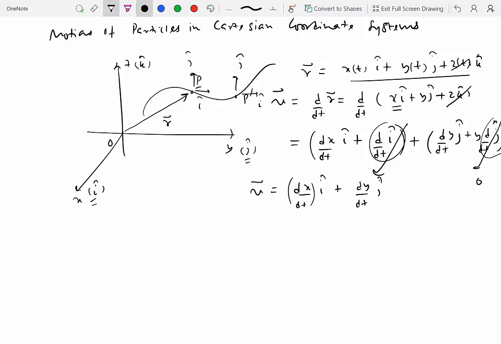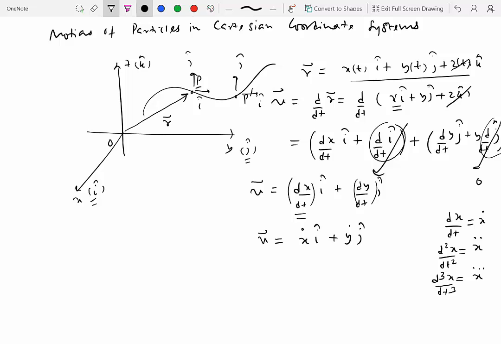Okay, and in short, from now onward we will write dx over dt, which is the differentiation with respect to time, as x dot, right on top. So a dot on top of a variable indicates its derivative with respect to time. Okay, so dx over dt is x dot. If I put two dots, that means the second derivative, so d2x over dt2. If I put three dots, which we will not see in this class, that would mean d3x over dt3. Okay, so that's a shorthand. So this becomes x dot i hat plus y dot j hat, and that's the velocity.